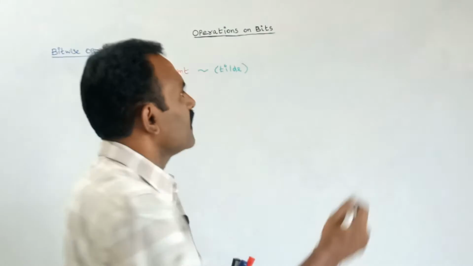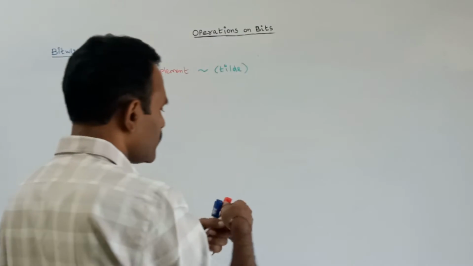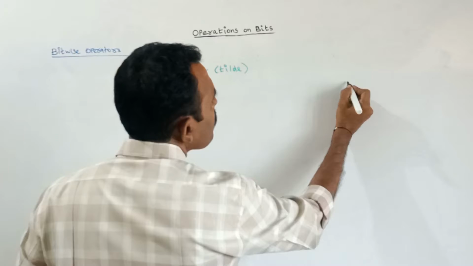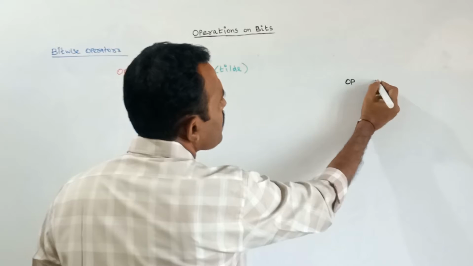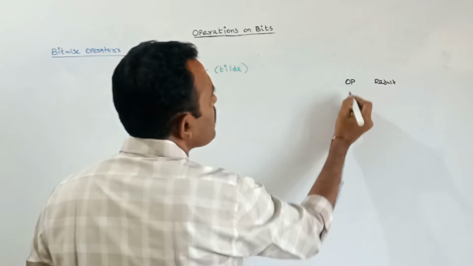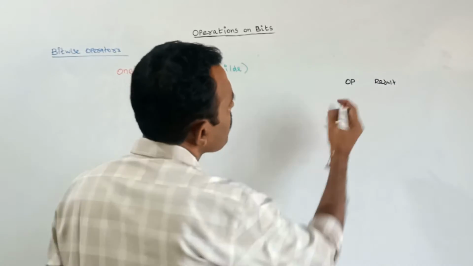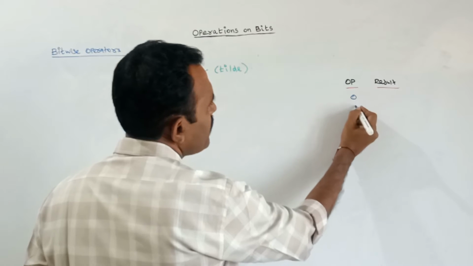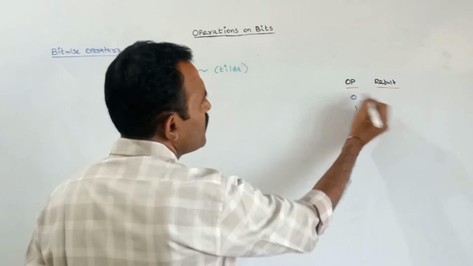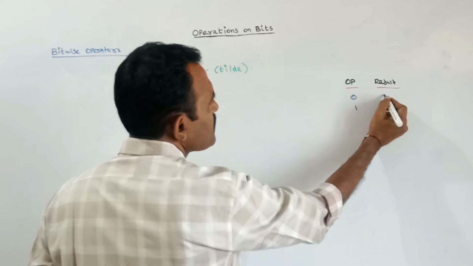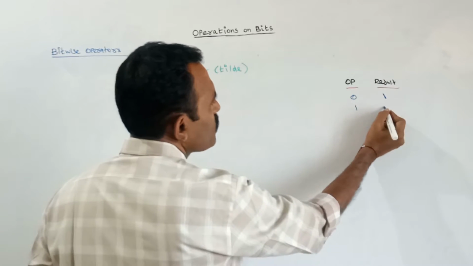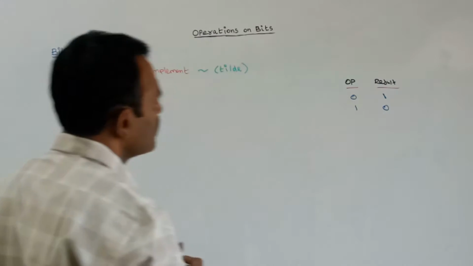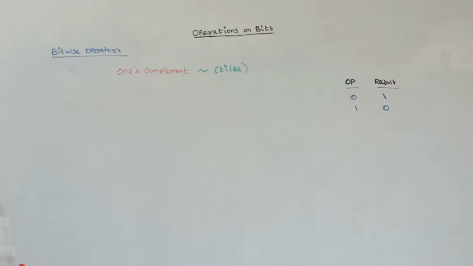Here we have already seen that truth table. Next result: just inversion, binary value 0 and 1. If it is 0, that is false, the result will be true. If it is true, then the result will be false. Just inversion. Now we are going to see some examples.